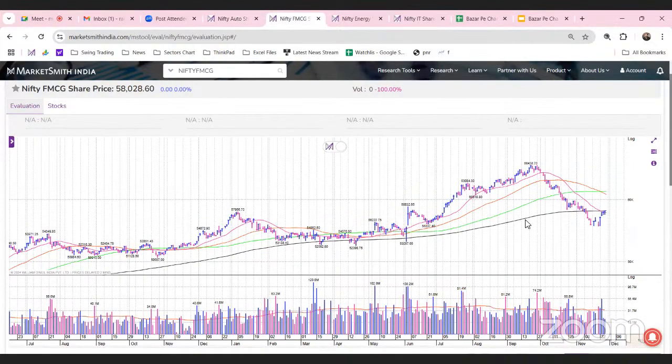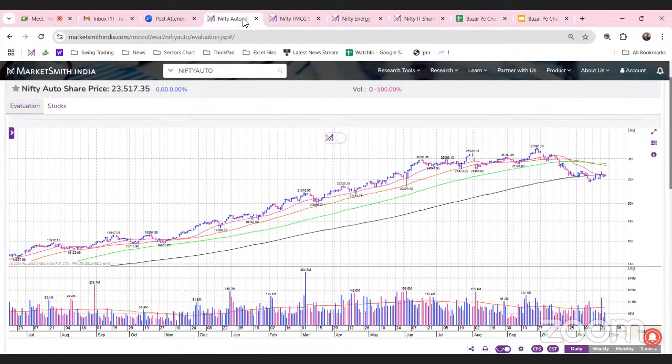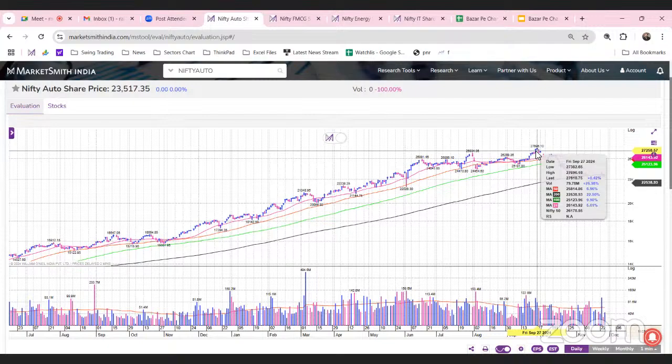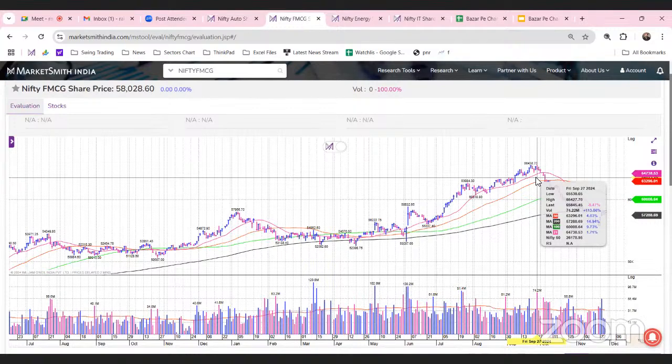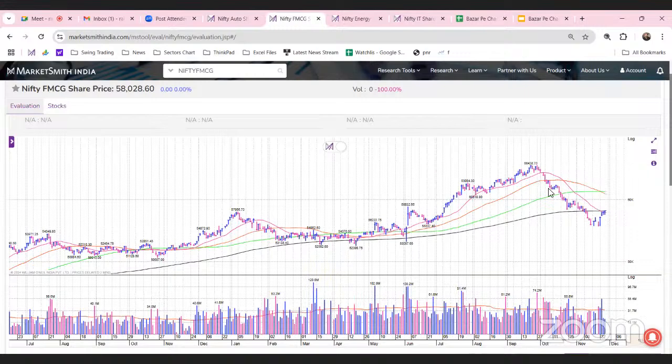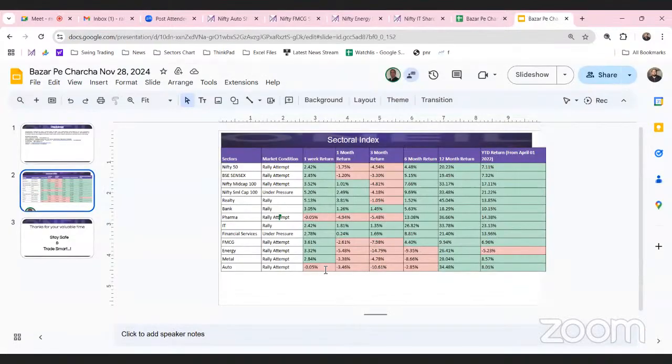The next is Nifty FMCG. As I told, that was the auto chart, and this one has started the downward move on 27th. If you look at Nifty FMCG also, we can see that from 27th September onwards the overall downward movement has started, and the index was in the correction phase. If you look at our William O'Neil methodology, Nifty FMCG is here. So Nifty FMCG is also in the rally attempt.